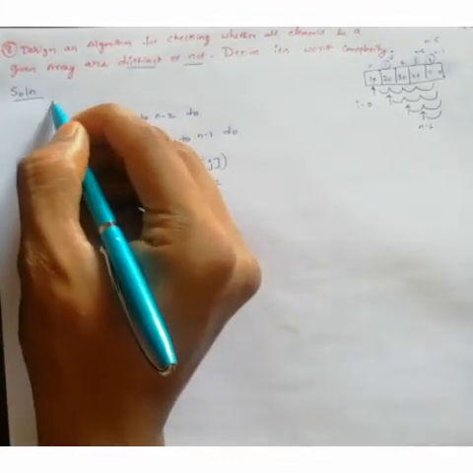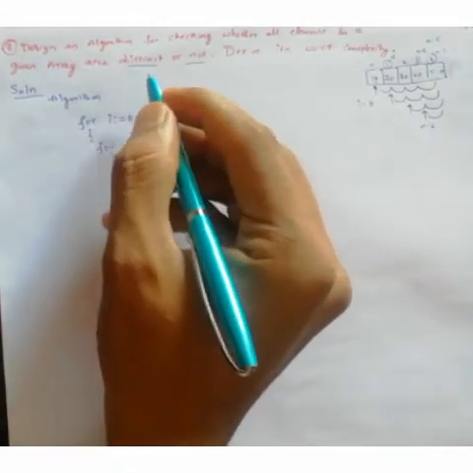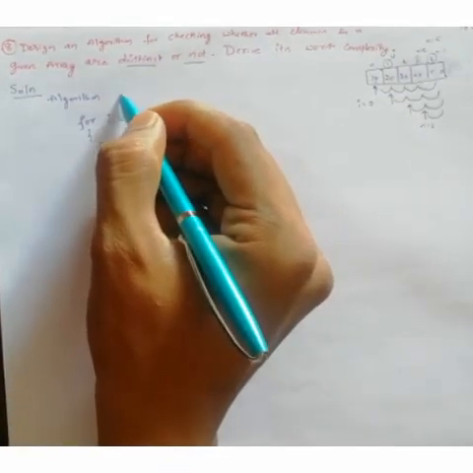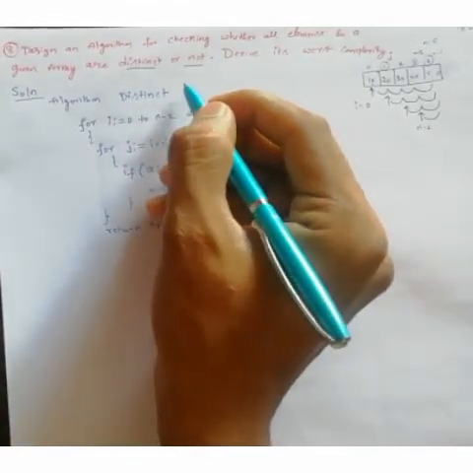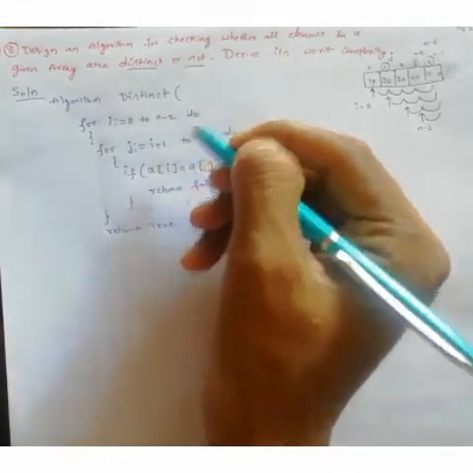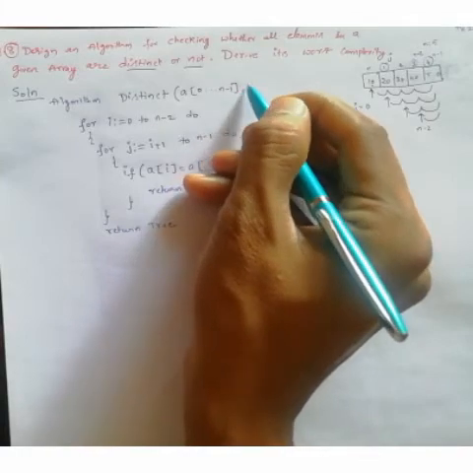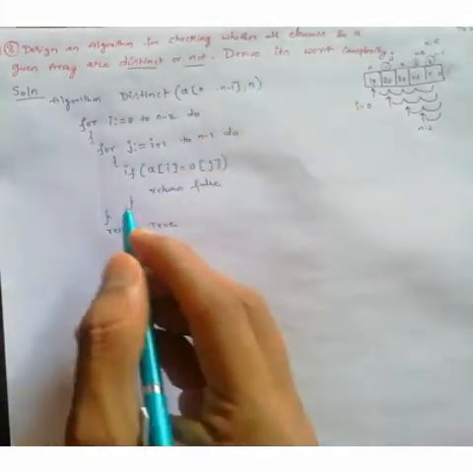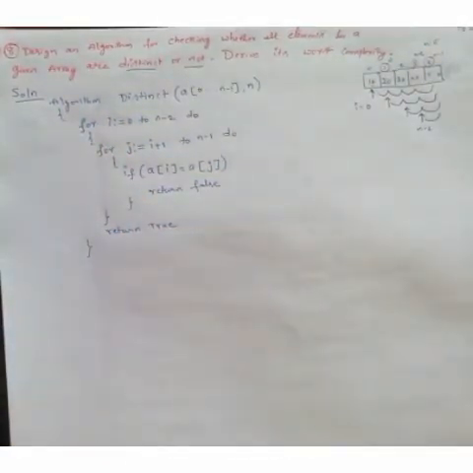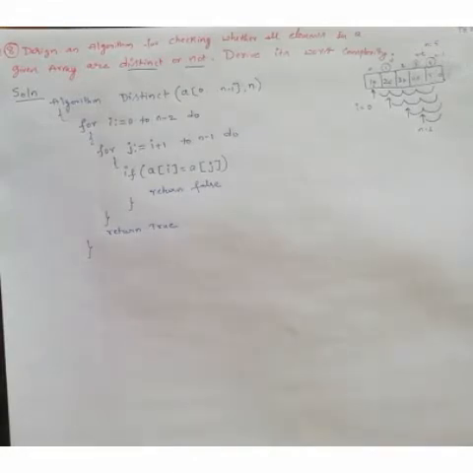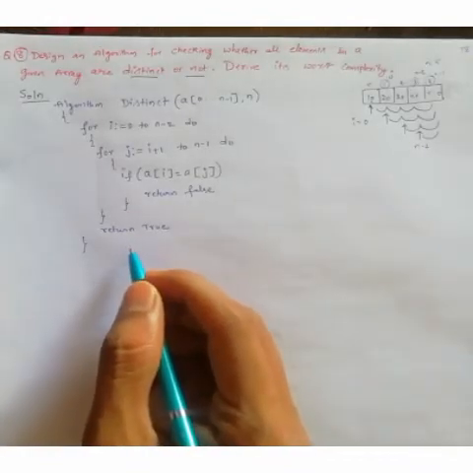So how to write the algorithm? Just write the keyword algorithm followed by a space, followed by the name of the algorithm. For example, I will give the name distinct, open parenthesis, and I will pass the array A from 0 to n minus 1, and I will pass the value n. Next, open the algorithm and you can close the algorithm like pseudocode. So this is the algorithm to find whether all elements are distinct or not.